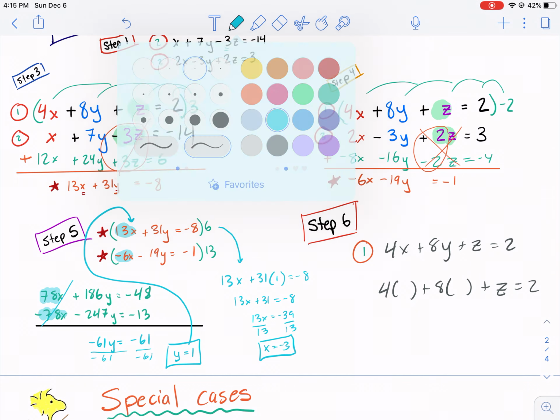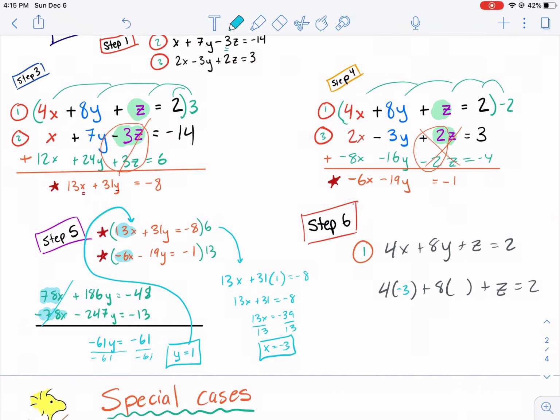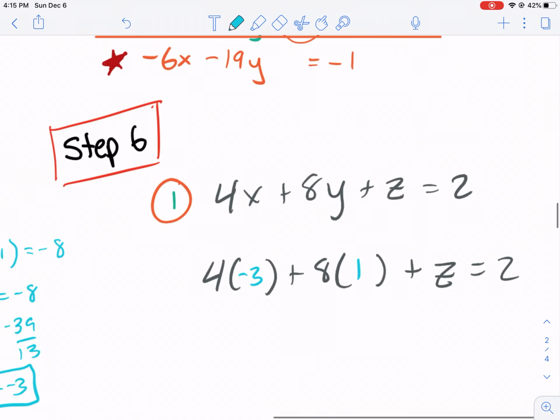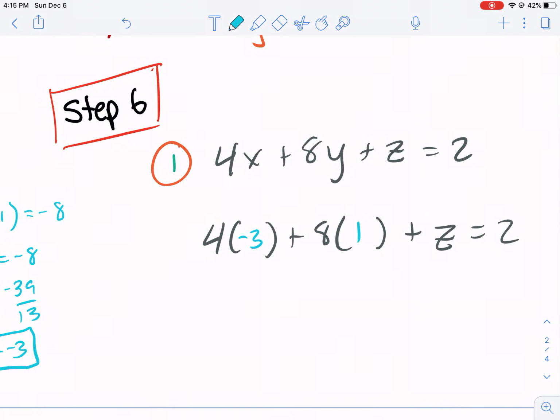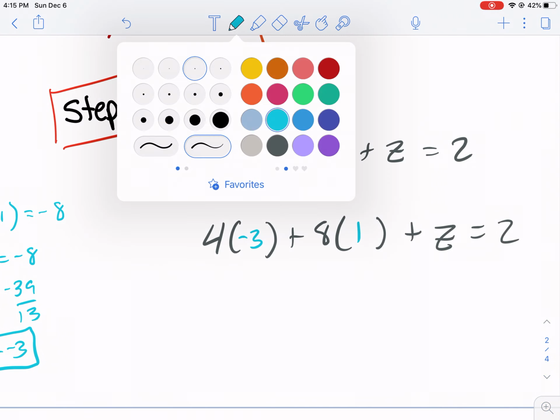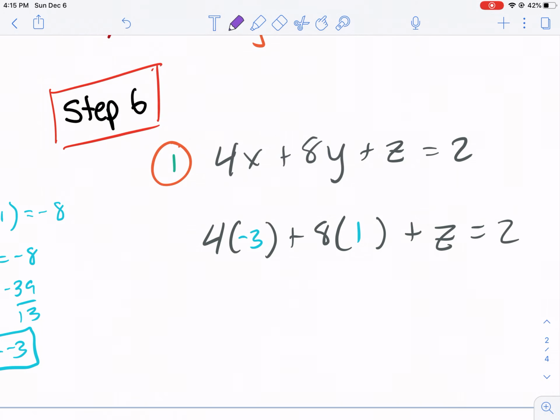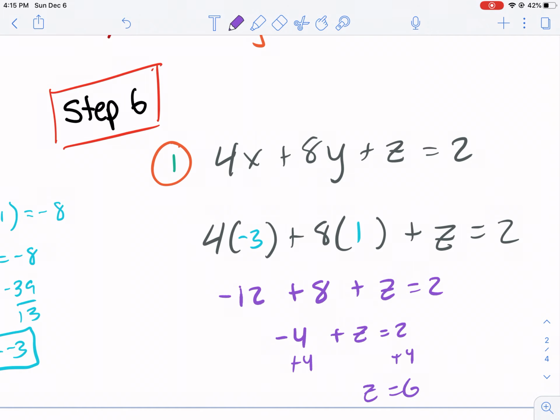Now what are my new values? Well, I have negative 3 for x, I have positive 1 for y, and now let's move on to the best part. Very important. Plus 8 plus z equals 2. This equals negative 4 plus z equals 2. I'm going to add 4 to both sides, and I get z equals 6.